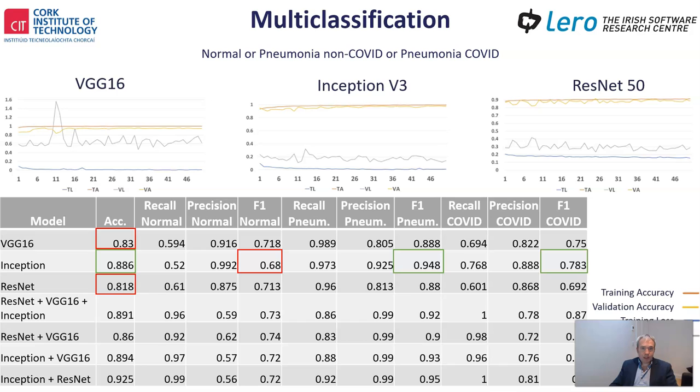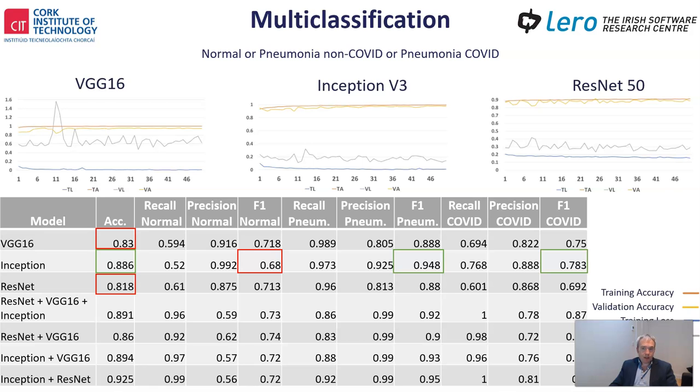The work was then further extended for multi-class classification to differentiate normal, pneumonia non-COVID, and pneumonia COVID instances. The base models produce similar results to that of the binary classification. Inception outperforms the other two models with regards to accuracy. The F1 for Inception is higher than the other two models for both pneumonia non-COVID and pneumonia COVID classes, but it is lower when detecting normal chest X-rays.